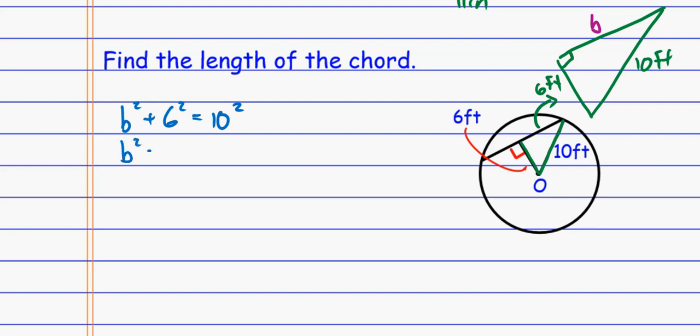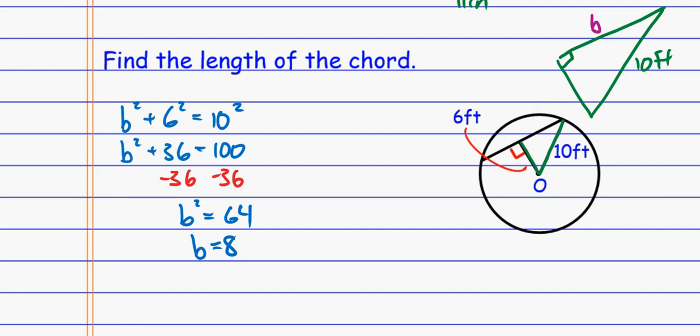And now I solve this one. That's a 36. That's a 100. I have to subtract the 36. And then once again, I take the square root of this. So I find out that b equals 8. In other words, this little piece is 8 feet, and keep in mind that that is not the entire chord. That's only part of the chord. But since it's being bisected, the other side has to be 8 feet, meaning that the entire chord has to be 16 feet.